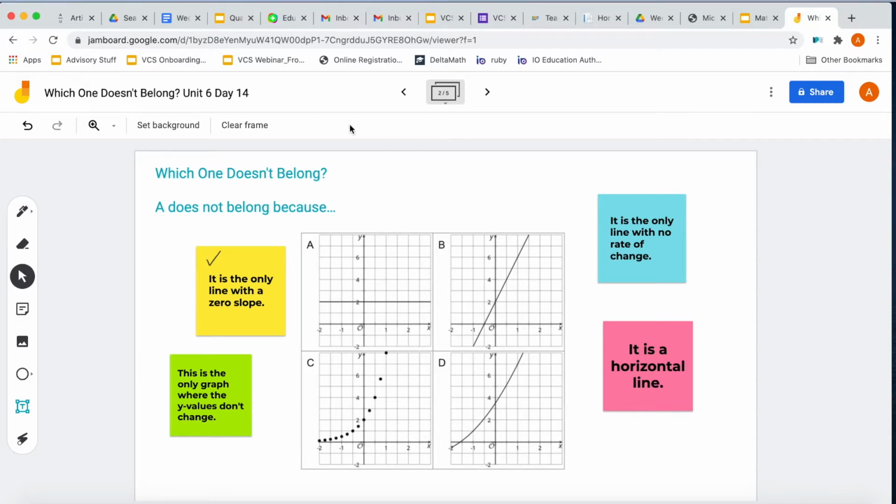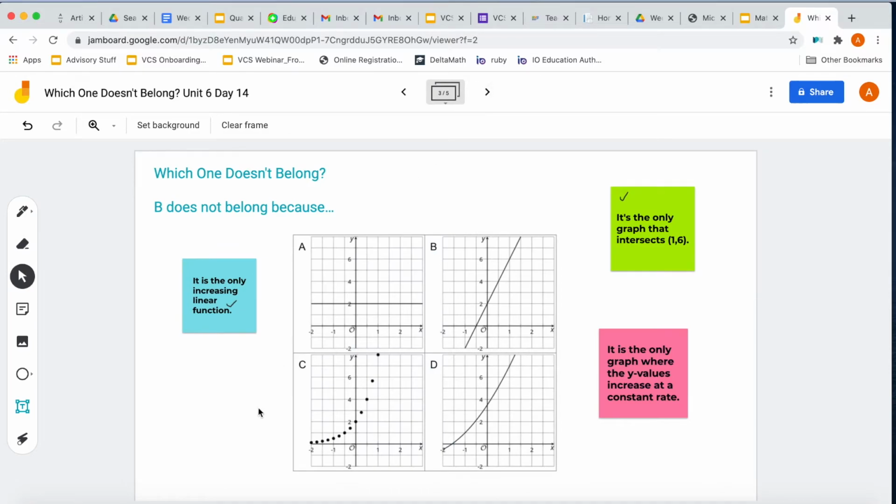Okay? And so then if we go to B, this one might not belong because it's the only increasing linear function. It's the only linear function that's actually growing. It is the only graph where the y values increase at a constant rate, right? So in this one, the y values weren't growing. In this one, the y values are growing at a constant rate. And again, this one might not have 5 responses, and that's okay if we're just checking off an agreement or if the groups wanted to put Post-its up.